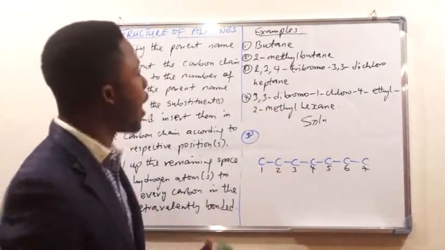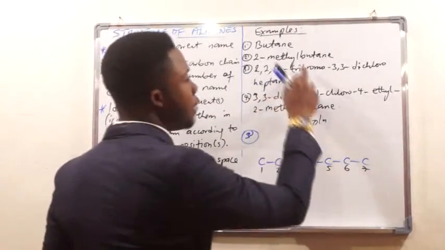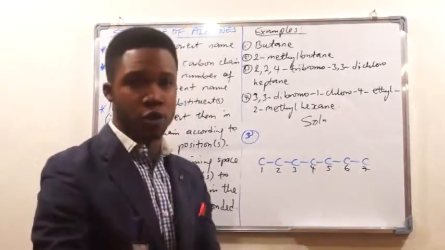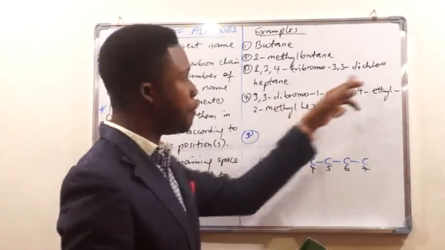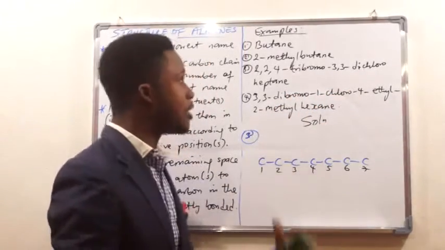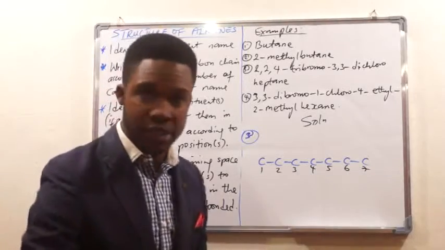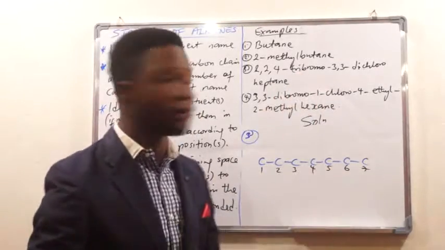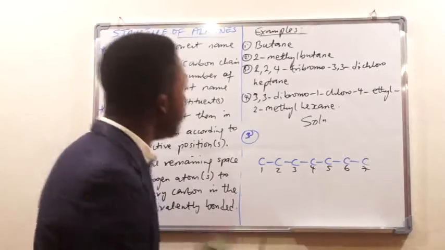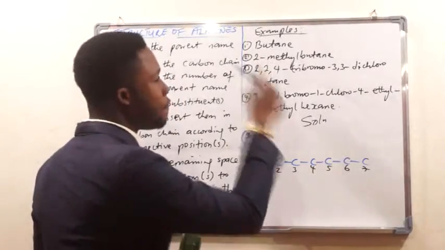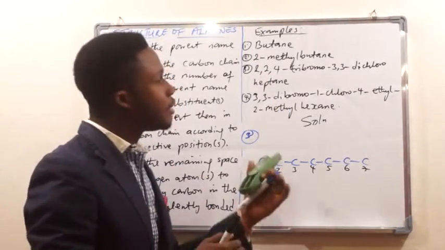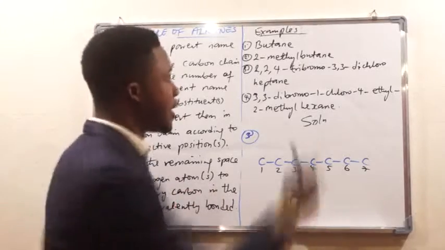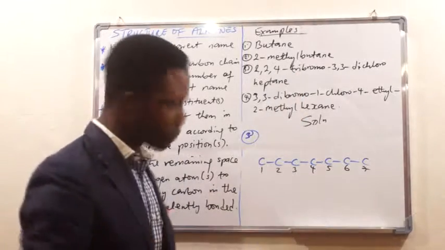In this heptane we have 2,2,4 tribromo. Now, of course, we know why bromo is before chloro. In our last class, we considered alphabetical arrangement. So B always comes before C. Now, at carbon 2, 2, and 4, there are 3 bromo. Why is it 3 bromo? We said tri means 3.